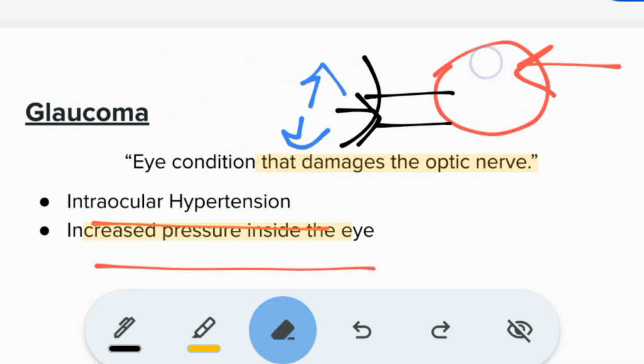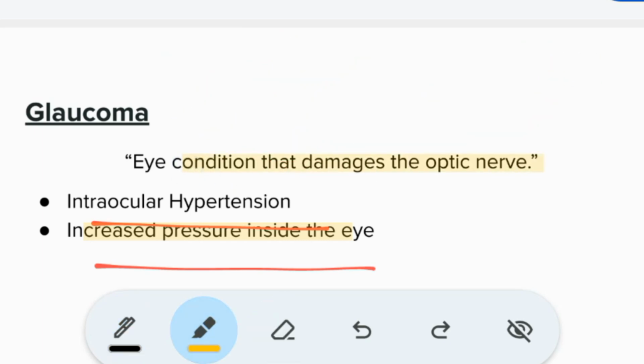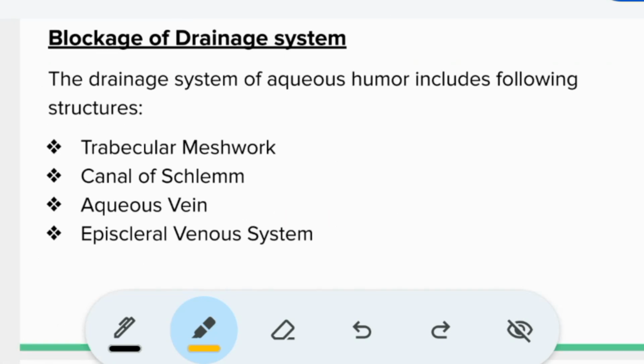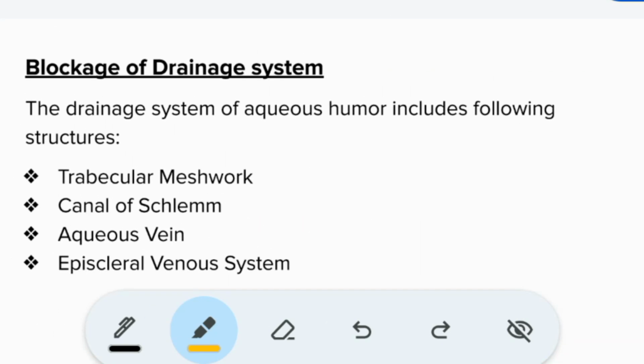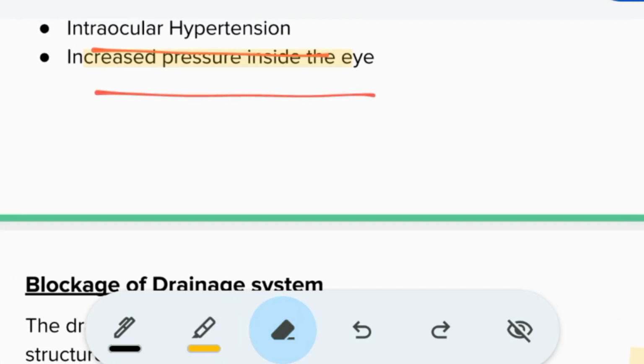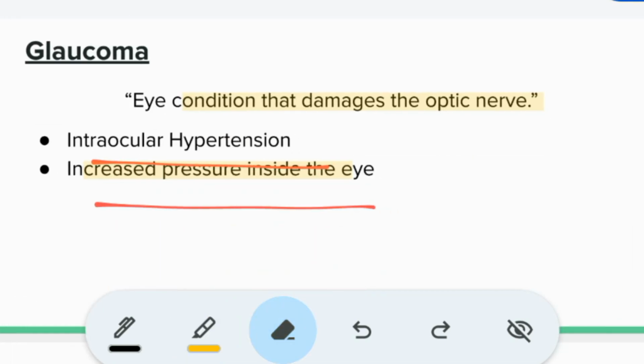So when the pressure of the eye is increased, the patient suffers from glaucoma because the optic nerve gets damaged, right? One more important thing, let's see. We have said that in glaucoma the optic nerve gets damaged because of ocular hypertension, or the increased tension in the walls of the eye. So why is there a high pressure inside the eye?